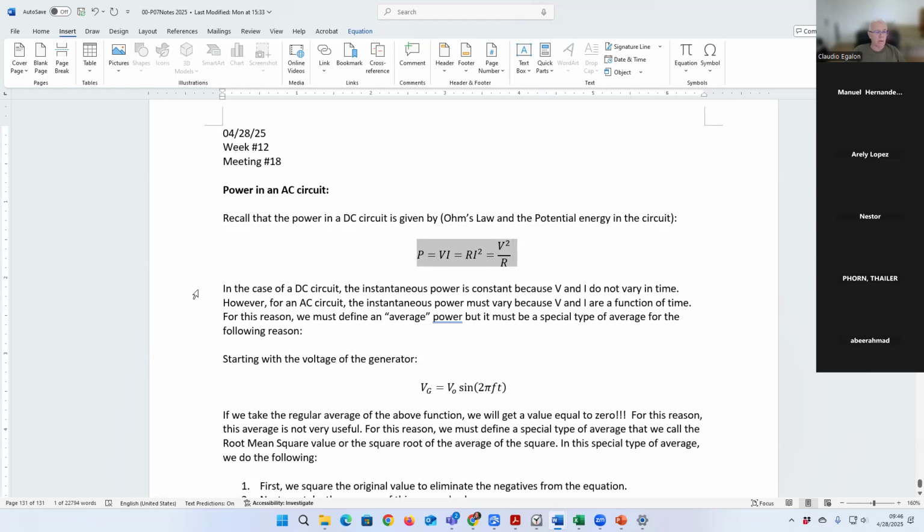In the case of a DC circuit, the instantaneous power is constant because V and I are constant in time. However, in an AC circuit, the instantaneous power must vary in time because V and I are functions of time.